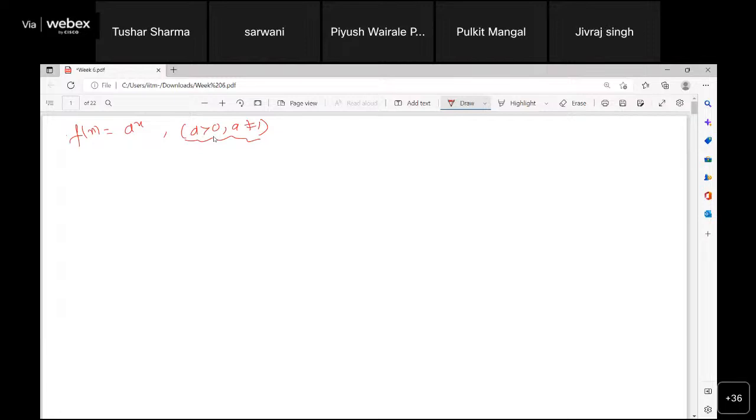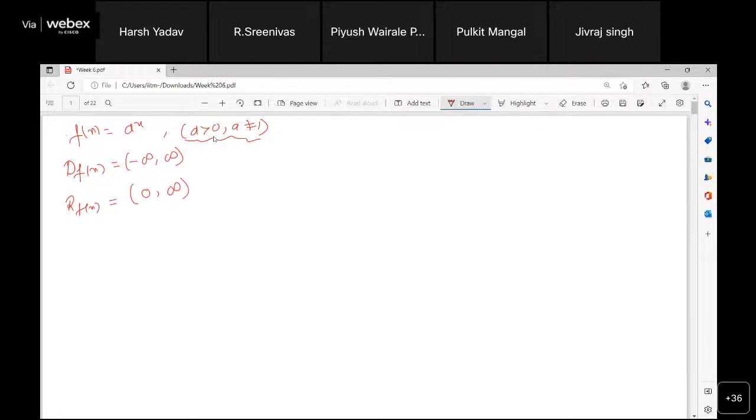Okay. So what will be the range and domain of this particular function? Domain is all real numbers. Range is 0 to infinity.